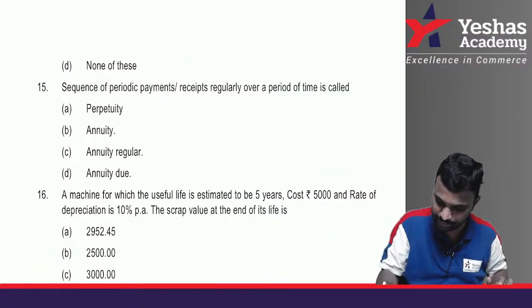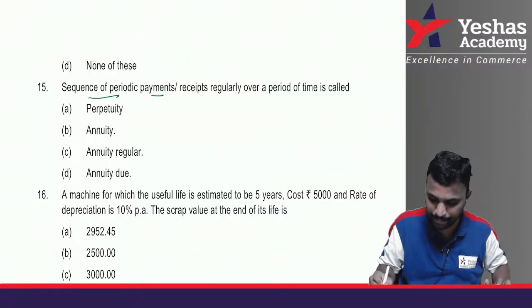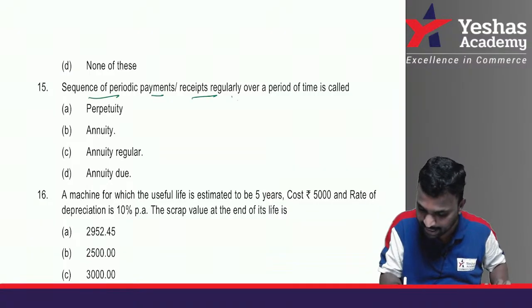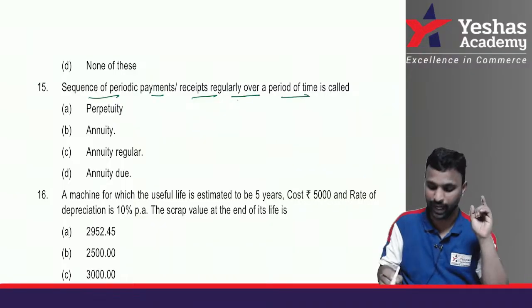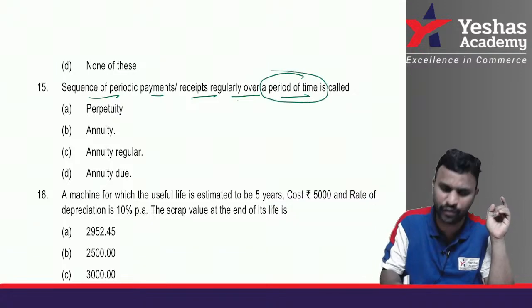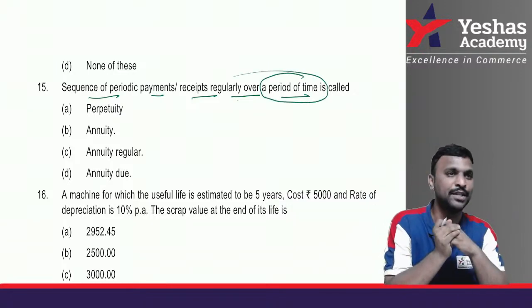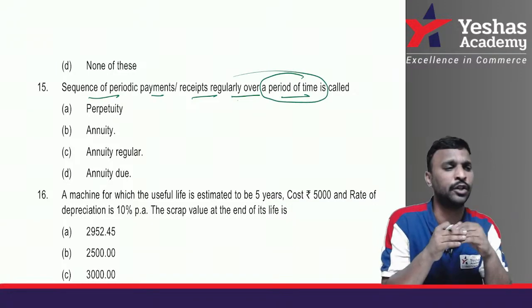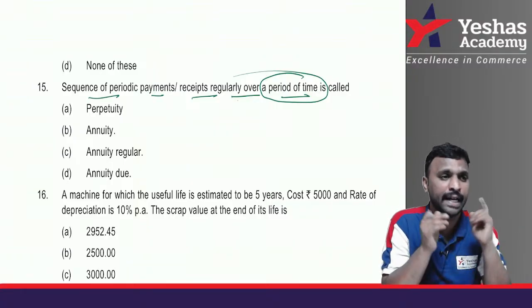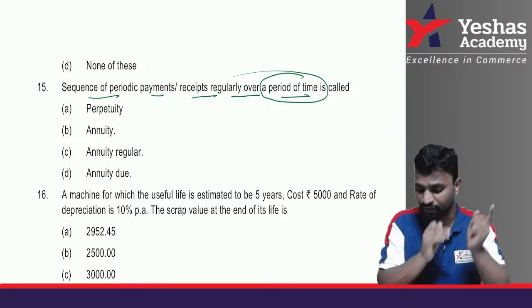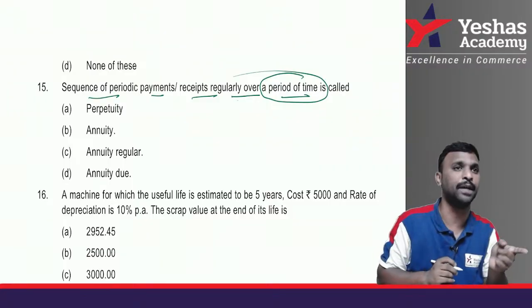Question number 15. Sequence of periodic payments or receipts regularly over a period of time. So it is definitely a period of time, meaning a specified number of periods only. Over a period of time could be for 5 years or for 10 years. So the number of periods is specified. Definitely it's going to be annuity. If it is forever, it would be the perpetuity.